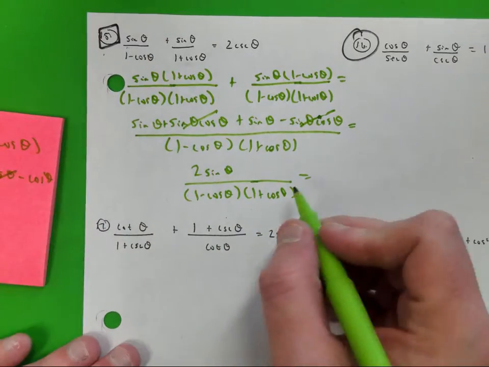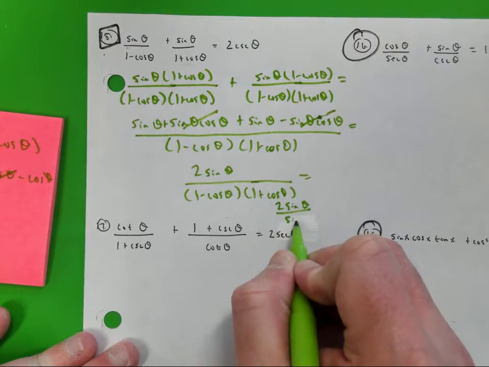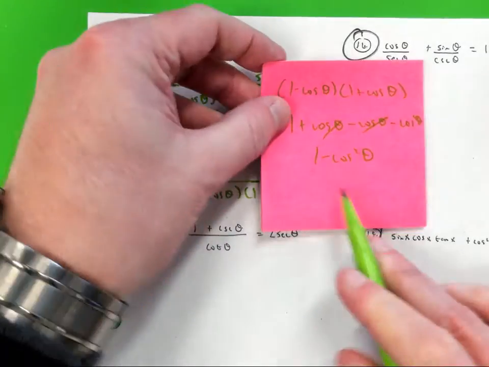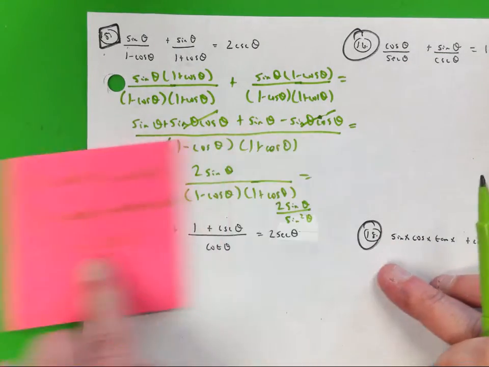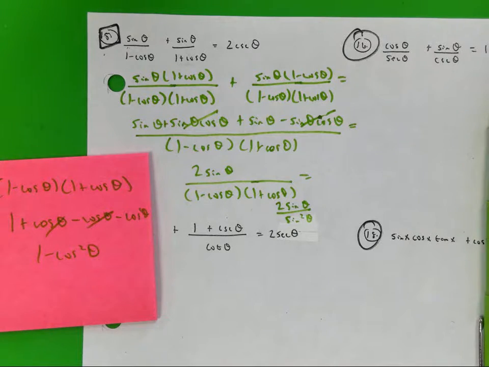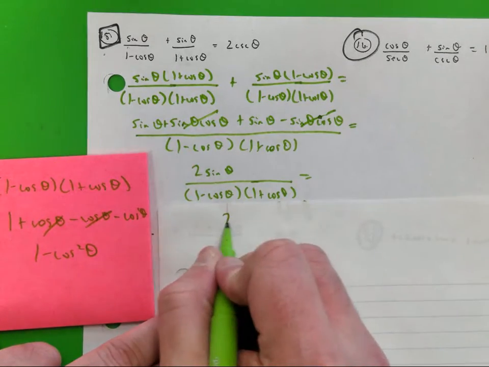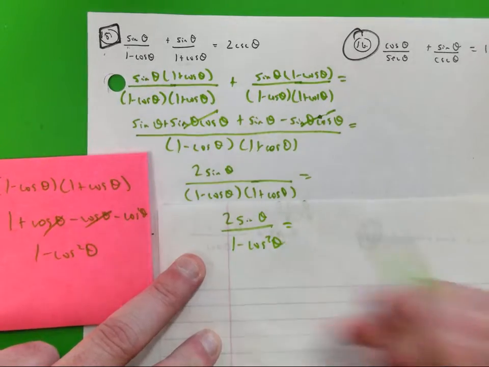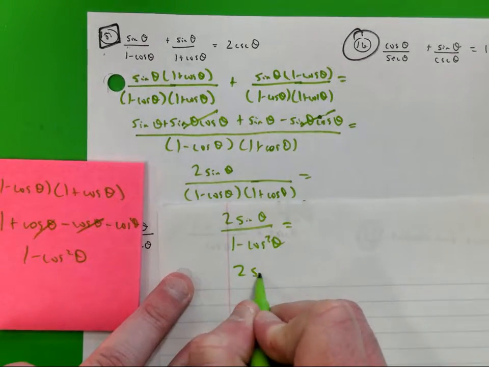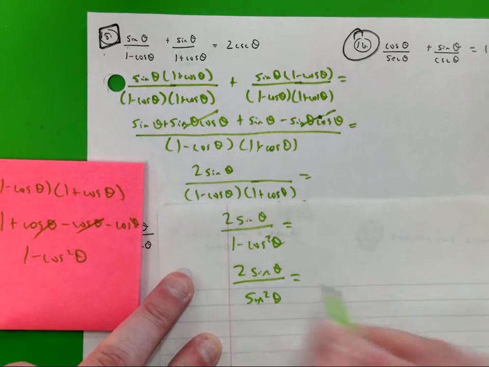So what I'm going to do, I'm going to run out of room. 2 sine theta. I'm going to put sine squared in front of, instead of putting 1 minus cosine squared, I put sine squared. Now on your paper, you might want to do this. So if you want to review, hold on. Let's just do this because I don't want you to get confused. Okay. So after that step, I get 2 sine theta over 1 minus cosine squared theta. I can replace that with sine squared theta.